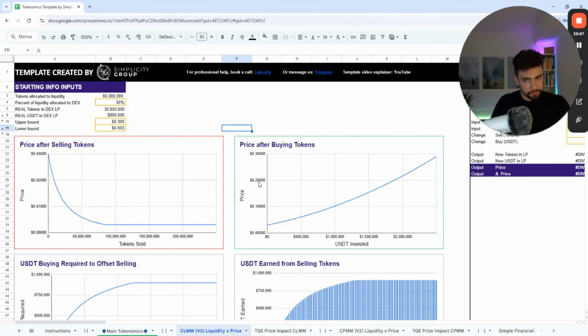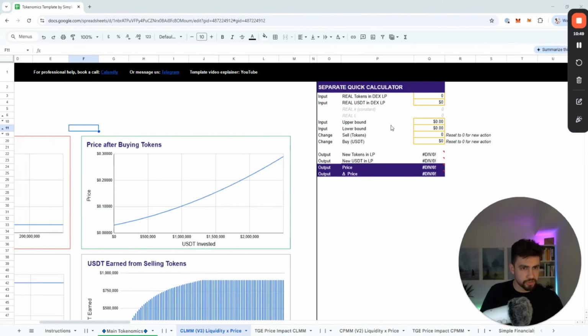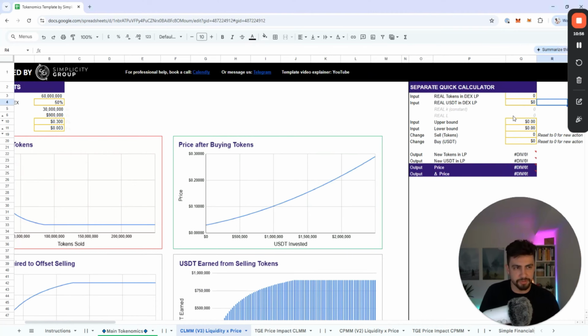So this is that. Over here in the corner, we just have a separate quick calculator. So what this means is, let's say you've already launched, right? And this is just for you to very quickly calculate some additional stuff.